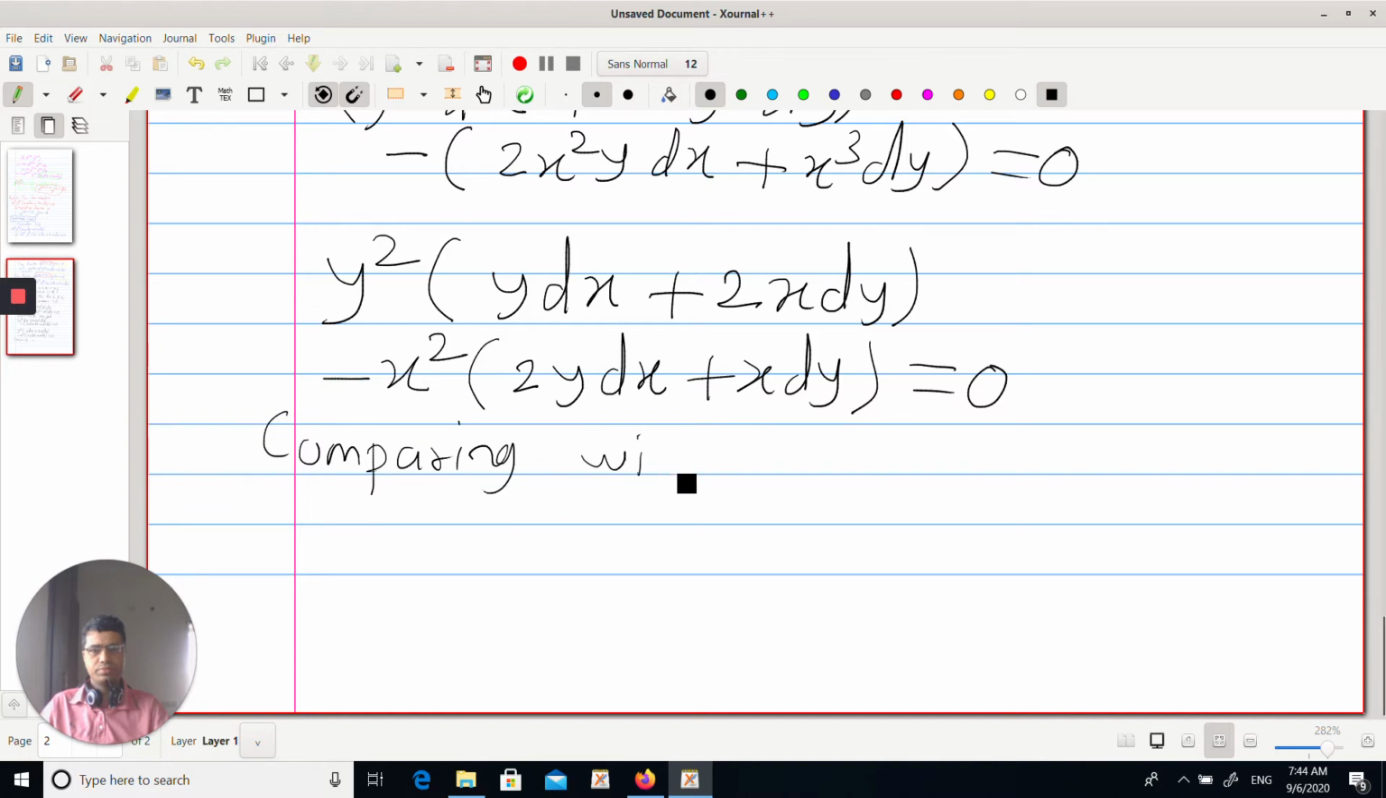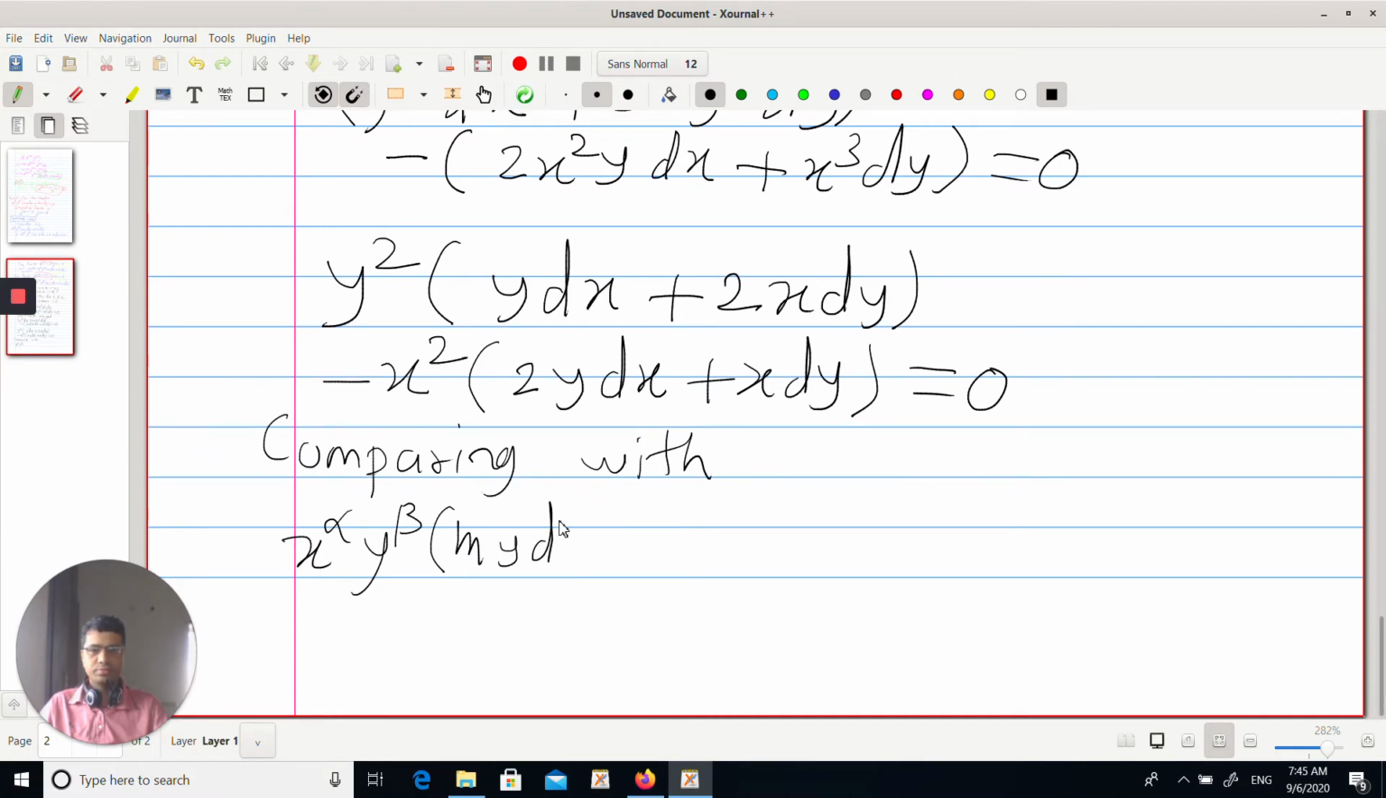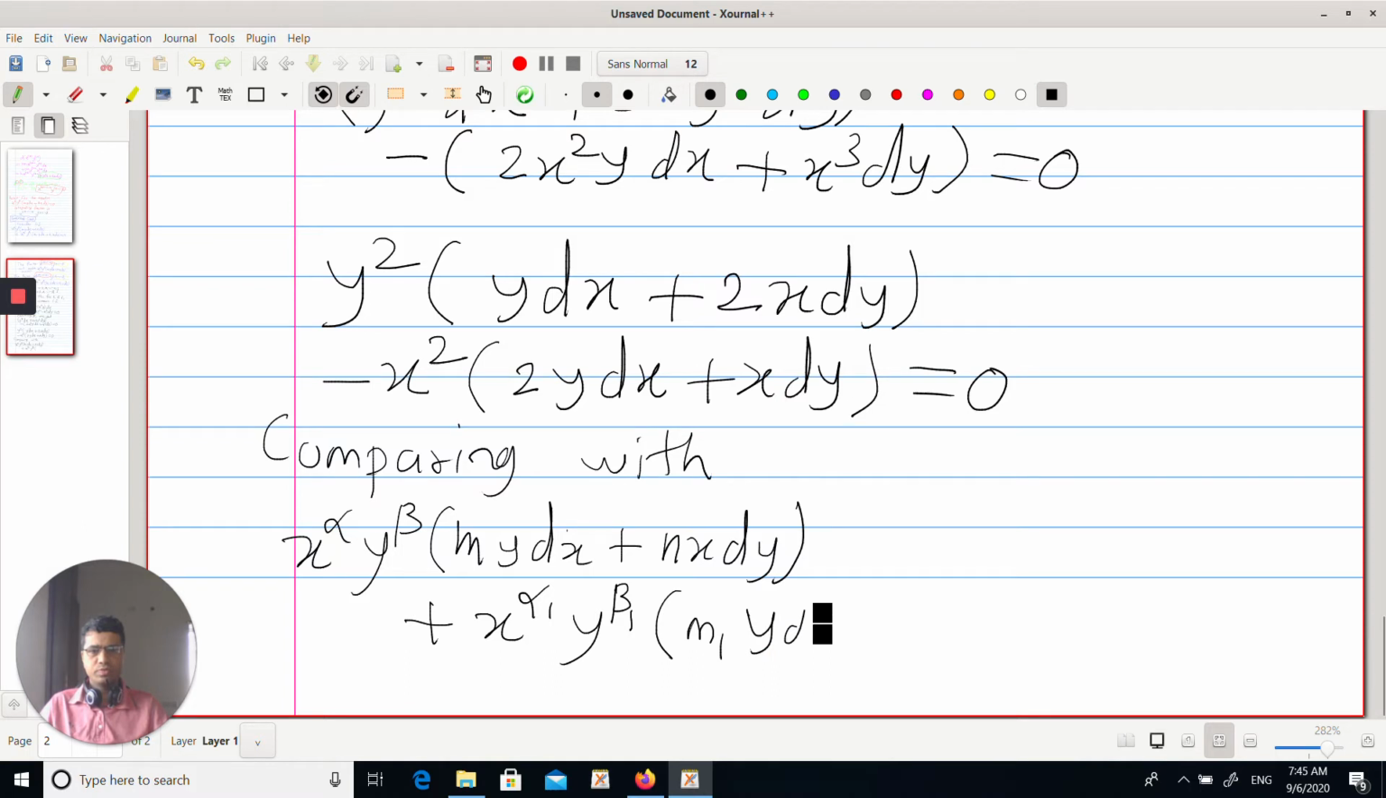Comparing with x raised to alpha y raised to beta (my dx plus nx dy) plus x raised to alpha 1 y raised to beta 1 (m1 y dx plus n1 x dy) equal to 0.